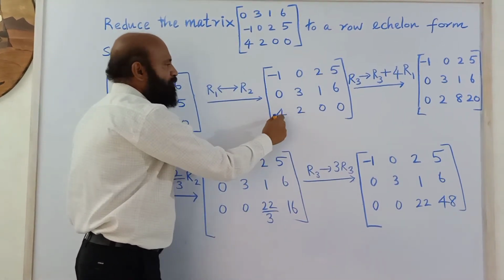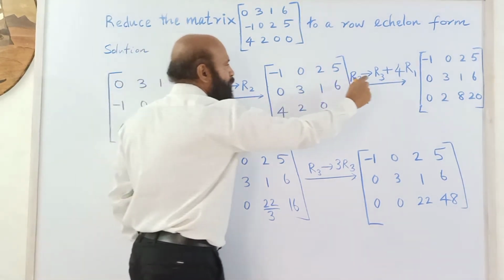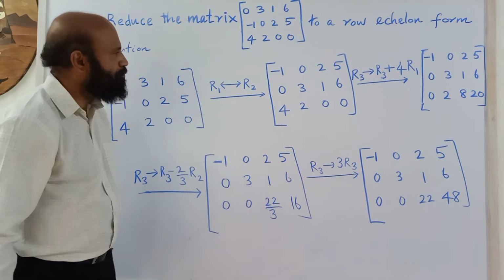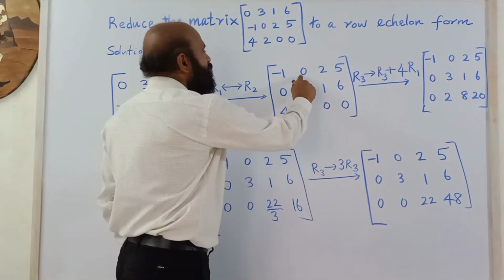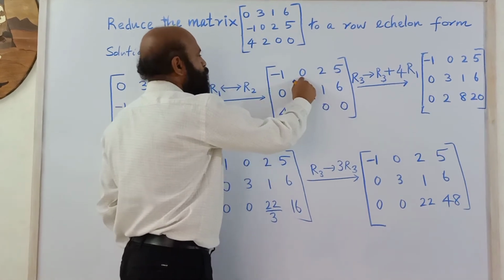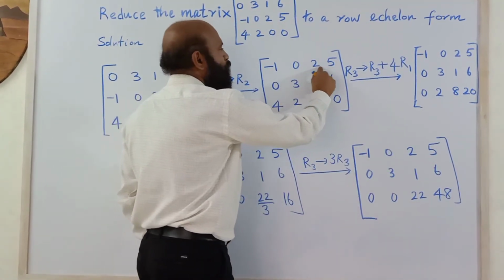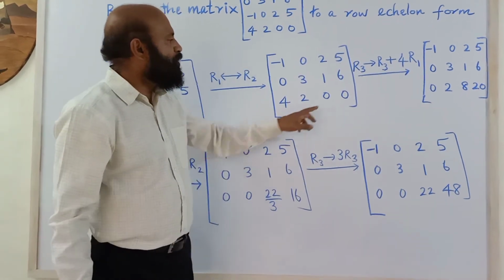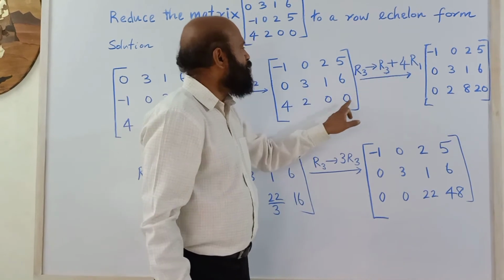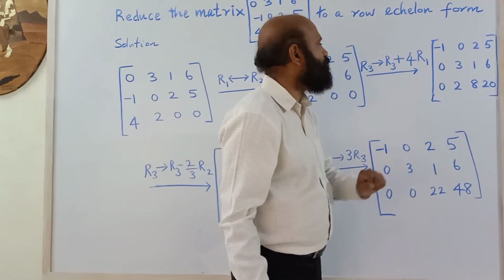So our aim is to make it here 0. So here minus 1 is there. So multiply this number by 4 and then add. So that we will get 0 here. Next, the 0 is to be multiplied by 4. 4 into 0, 0. 0 plus 2, 2. Next, 2 into 4, 8. 0 plus 8, 8. 5 into 4, 20. 0 plus 20, 20. So we got a 0 here and here.